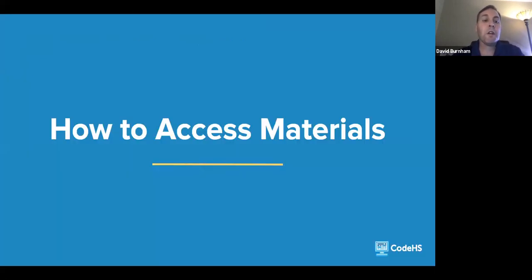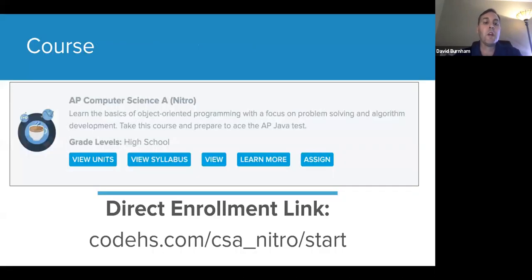So now that I've got you excited about the course, let's see how we can access it. You can find both courses in the course catalog, where you can view the courses and directly assign them. Alternatively, you can use the quick enroll link to enroll in Nitro at codehs.com/CSA_Nitro/start.